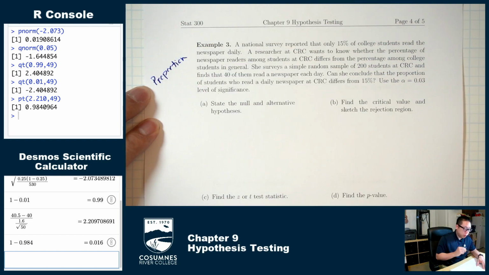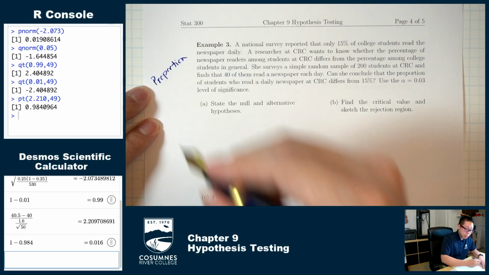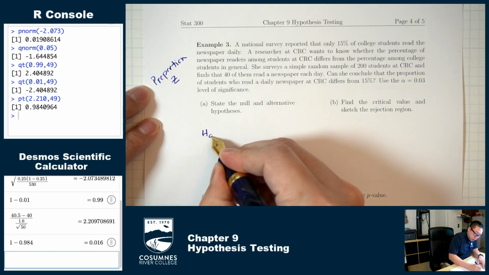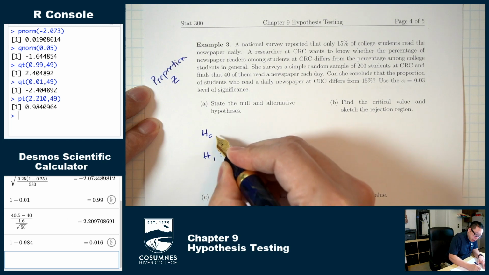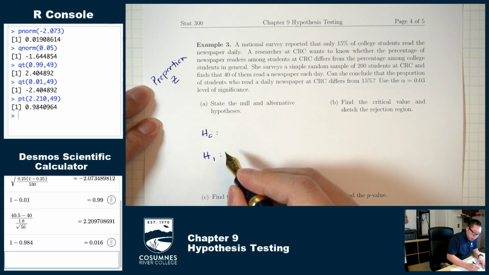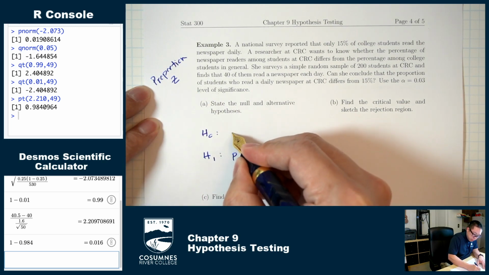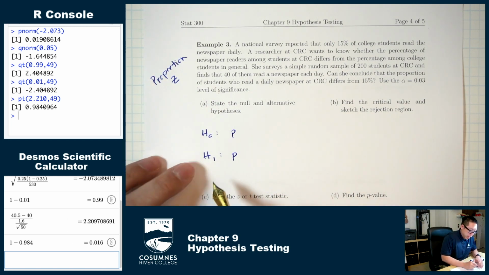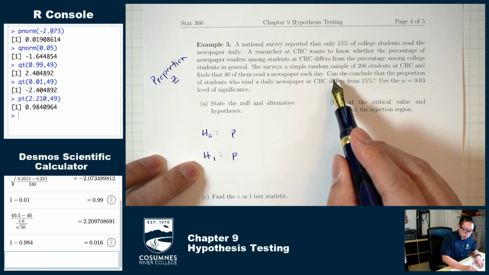And then to remind myself, for proportions, I should be using z's throughout this problem. Part A, this is H0, H1. Because it's a proportion question, I should be using the correct symbol, which is P. Okay, if it's mean, you should be using mu. H1 is the easiest one for me to do first. It should come directly from the question.